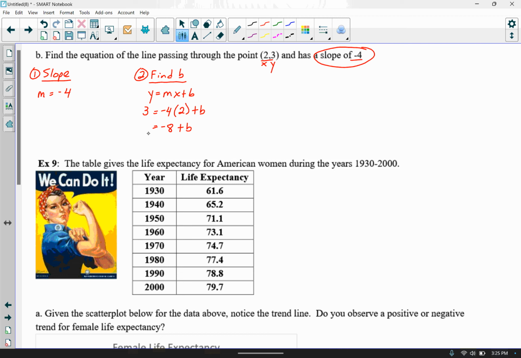Will you agree with a -8? Lastly, get that b all by itself. So add 8 to both sides. So b equals 11.